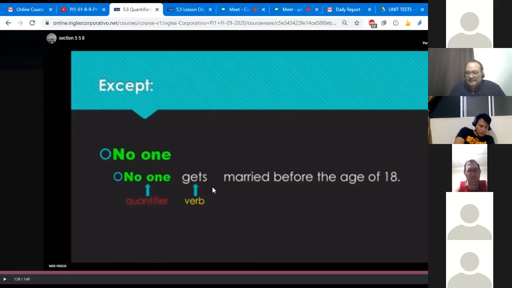Is the use of "little" wrong or is it correct? Depends. In this case, with the quantifiers, no, it's correct. That's why it depends on what you are talking about. You can use it. Yes, no problem. For example, we can say no one.